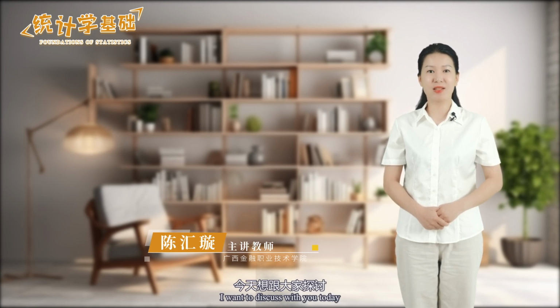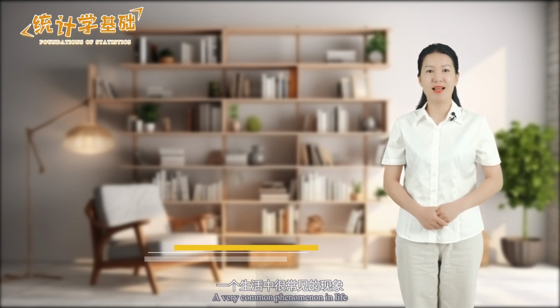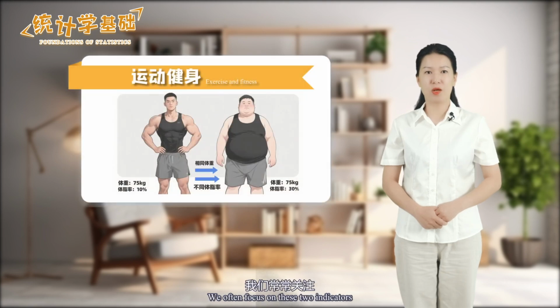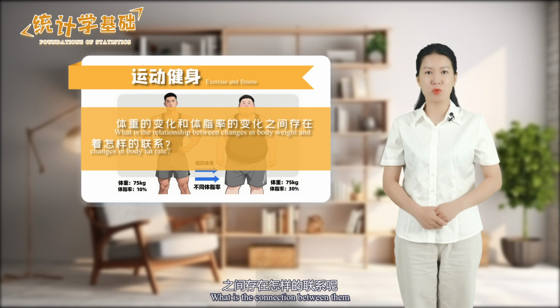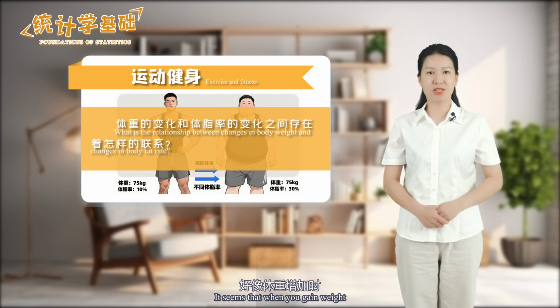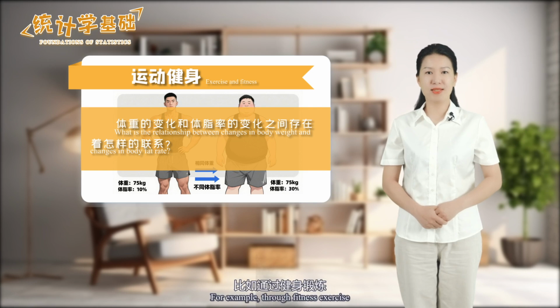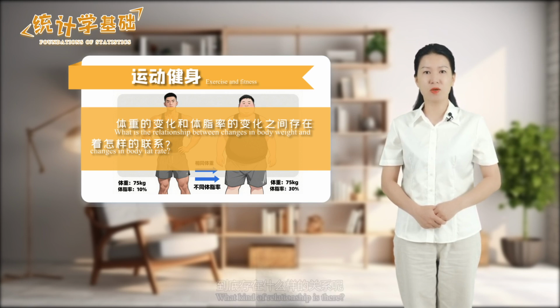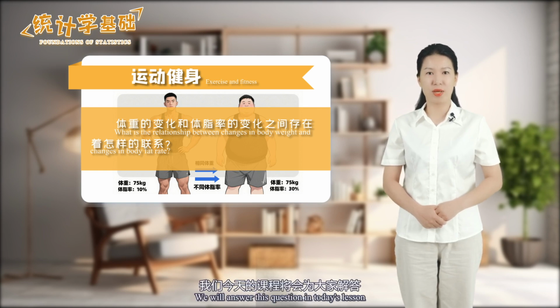I want to discuss with you today a very common phenomenon in life. In the field of sports and fitness, we often focus on two indicators, body weight and body fat percentage. Have you ever thought about the connection between changes in weight and body fat percentage? From experience, it seems that when you gain weight, body fat percentage also rises, but not absolutely. For example, through fitness exercise, increased muscle mass may cause weight gain, but body fat percentage declines. What kind of relationship is there between weight and body fat percentage? Don't worry, everyone, we will answer this question in today's lesson.